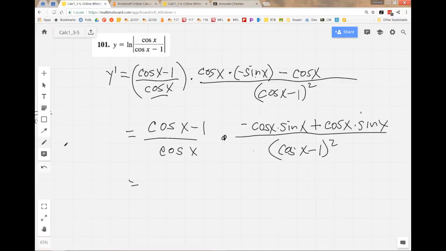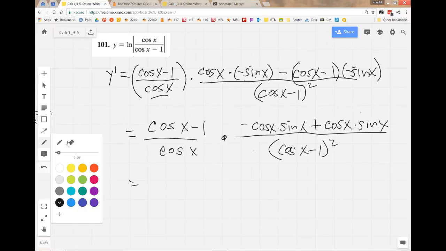So, denominator times derivative of numerator, minus numerator times derivative of denominator. There we go. So now when I multiply this out, it comes out a little bit differently. So let's get that straight.